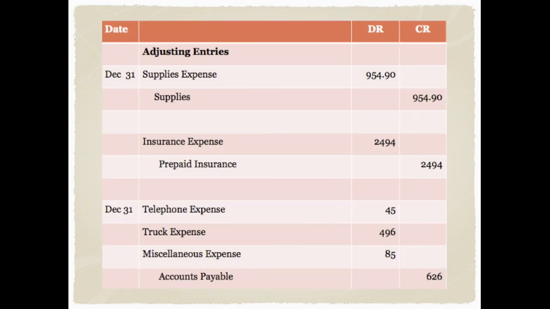So this is what the journals would look like for the adjusting entries. You have the expenses, which are debited, and you have the asset accounts, which are credited, except for accounts payable, since that's just accounts payable and it always has to be credited.